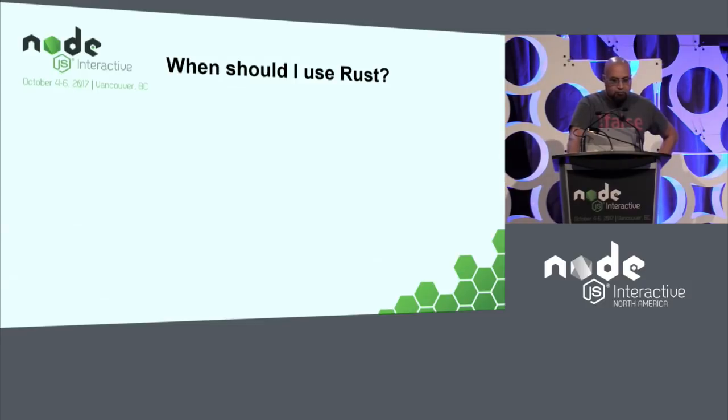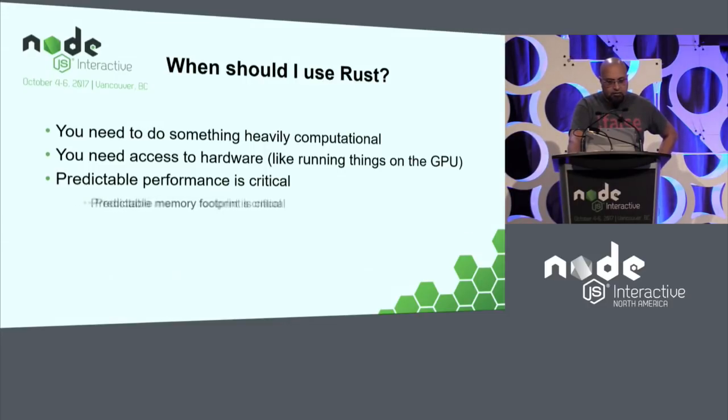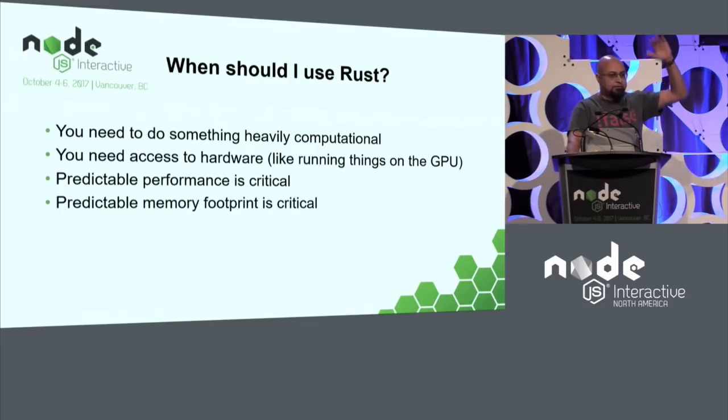So again, when you need to do something heavily computational, if you need access to hardware like the GPU, it's a good choice. Also, if you want predictable performance, and that's critical, you can't have it pausing on a GC cycle or something like that. Rust is actually a pretty good choice for that. A predictable memory footprint, again, no GC cycle means that it's not going to build up and tear down and build up and tear down.